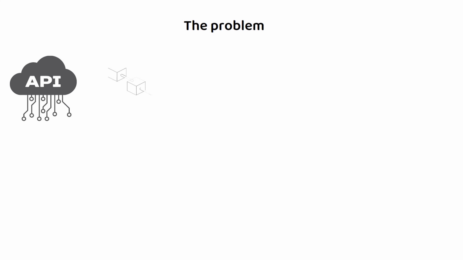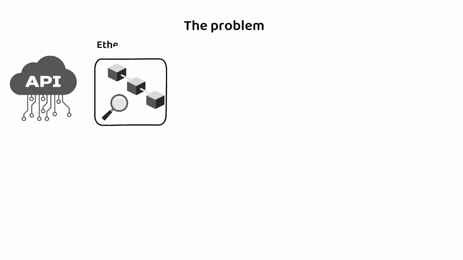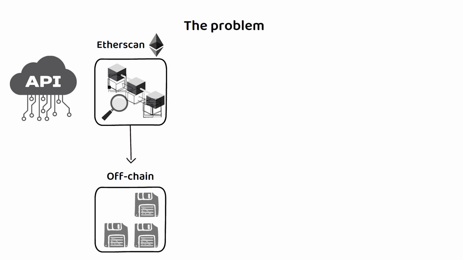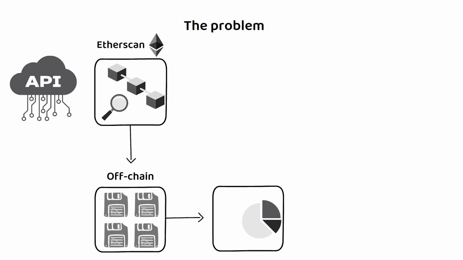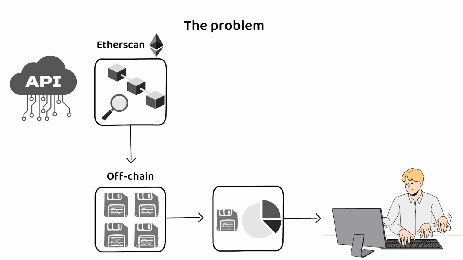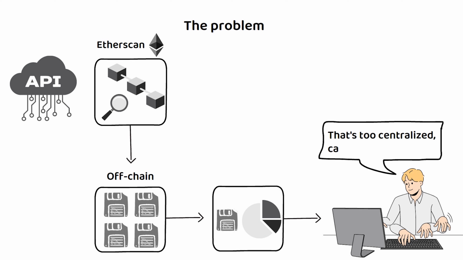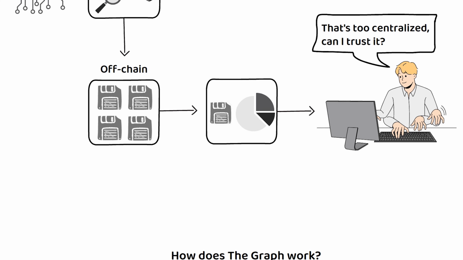However, the problem currently is the most popular APIs, such as blockchain explorers like Etherscan, store their data off-chain, place it into their own graphs and datasets, and then provide you with an interface to view this data. While this is mostly fine, it does require putting trust in these centralized companies, which isn't ideal for a fully decentralized and permissionless network. But how does The Graph work exactly?